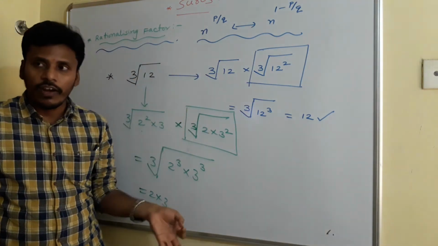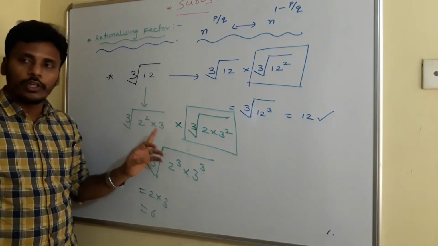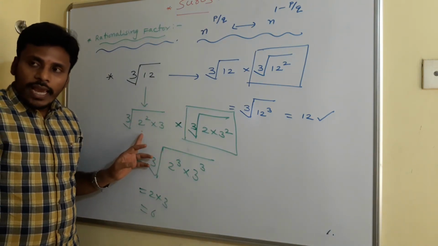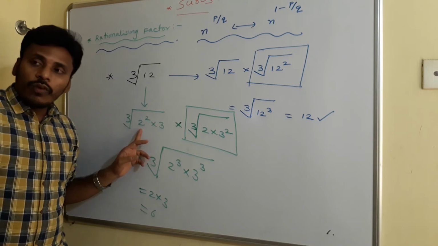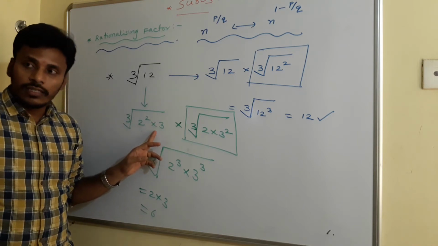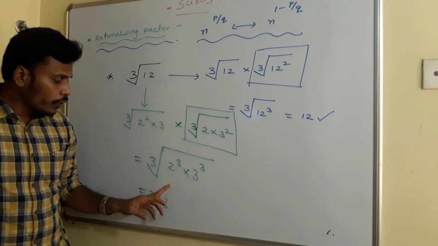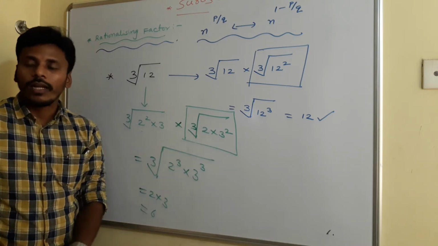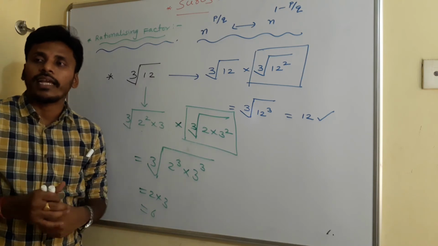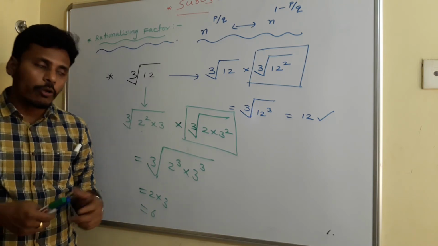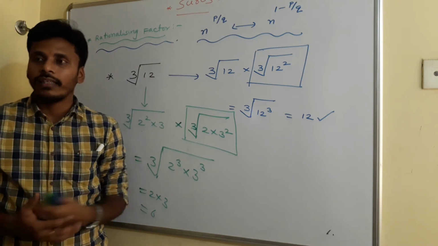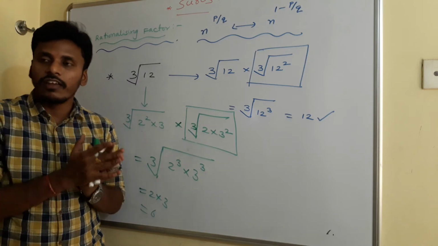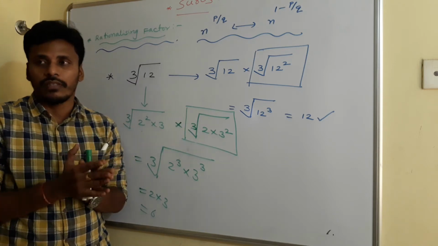If you think in a different way, this 12 is 2 square into 3, so to get a rational number, multiply with one more 2 and 2 more 3s. If you do that, you will get the result as 6, a rational number. This is also a rationalizing factor. Ultimately this is the way to find the rationalizing factors, and with practice automatically you will be strong at this. Now this is the way to find the rationalizing factors for the simple sets.